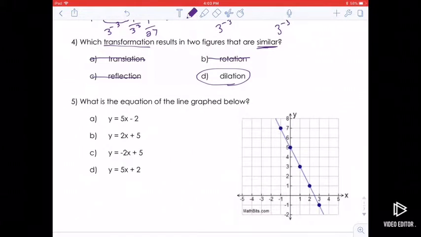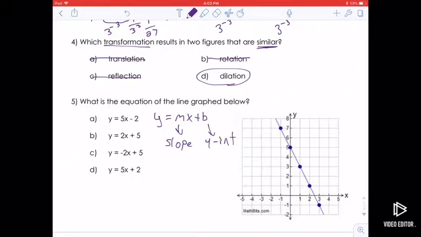What is the equation of the line graphed below? Well, if you recall, our equation of a line y equals mx plus b. M is the slope, and b is the y-intercept. Taking a look at the graph to the right, we notice that it's a negative slope. Well, there's my answer right there. That's the only answer choice that has a negative slope.